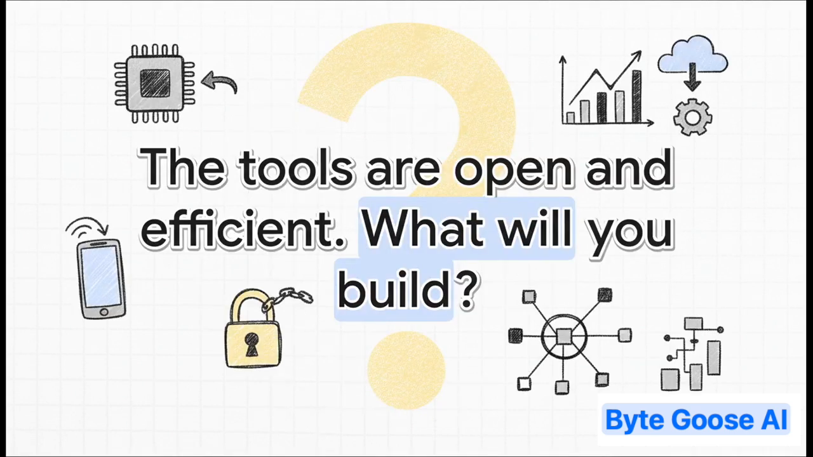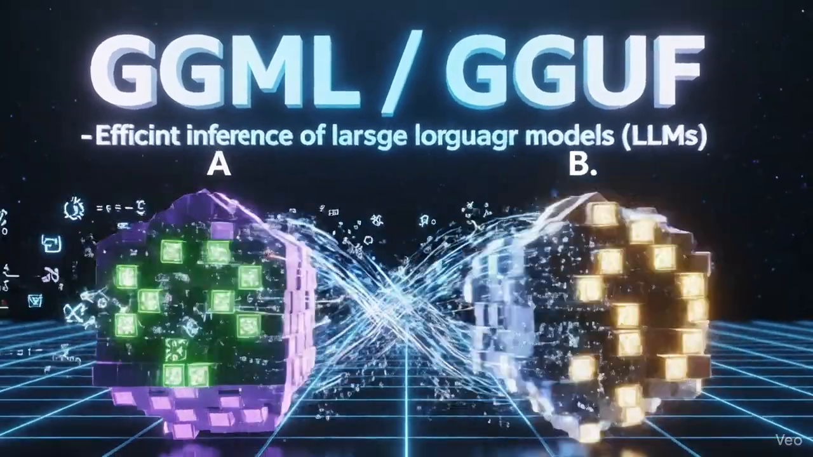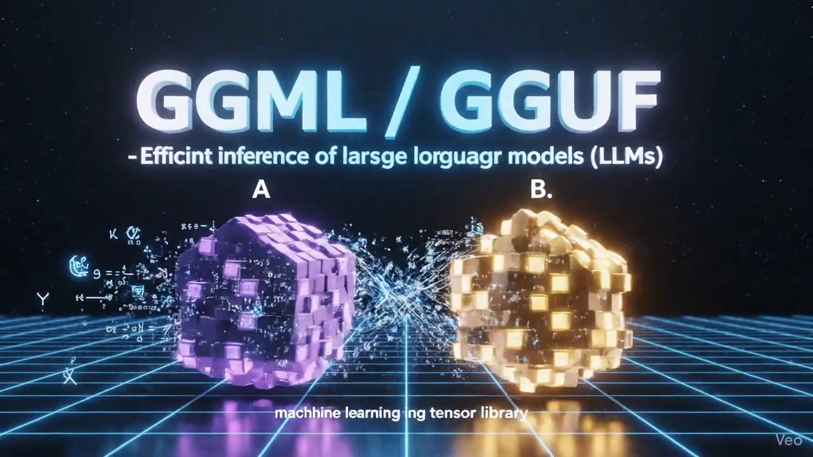Which really brings us full circle, right back to that hacking spirit we talked about at the beginning. The tools are here, they're simple, they're efficient, and they're open for everyone. You now have the power to run these incredibly sophisticated AI models right on your own machine, privately and efficiently. So, the only question left is, what are you going to build?